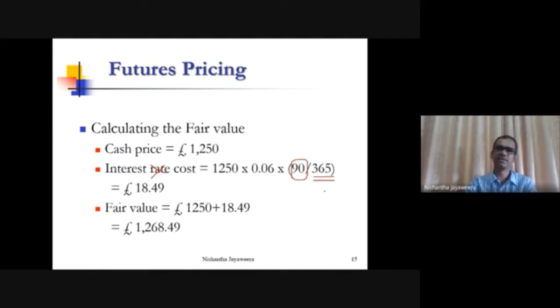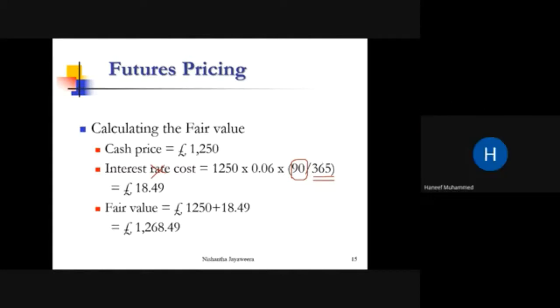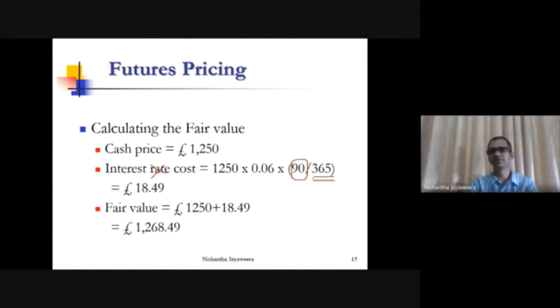Can someone explain why I used 365? For annum rate. Why did I specifically select 365? Can it be 360 or 364? This is in pounds, exactly. We discussed that for the sterling pound money market, we use 365. If it was in dollars, 360. So remember that. When you calculate, the interest comes as 18.49.